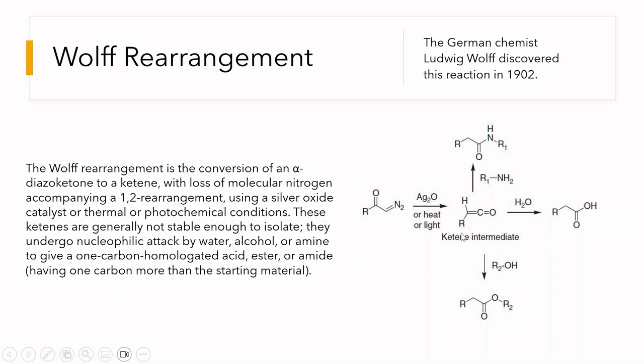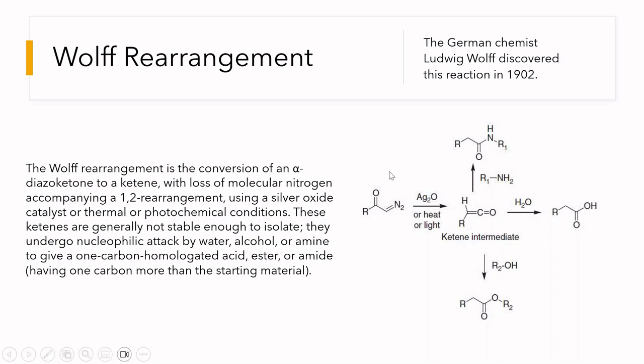The ketene intermediates are very important because they are generally very unstable and it is not easy to isolate them, almost unable to isolate the ketene intermediate, and they undergo ready nucleophilic attack by water to form carboxylic acid, by alcohol to form an ester derivative, or with amine to form an amide derivative.